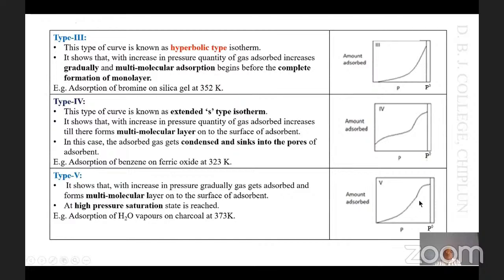It shows that with increase in pressure, gradually gas gets adsorbed onto the surface of the adsorbent and forms a multimolecular layer. At high pressure, a saturation state is reached. The example of this kind of system is adsorption of water vapors onto the surface of charcoal at a temperature of 373 Kelvin.